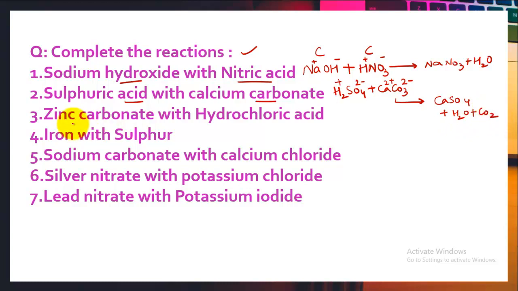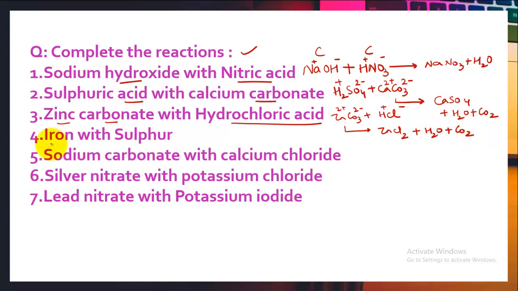The third reaction is where we are going to react zinc carbonate with hydrochloric acid. For zinc carbonate, we have ZnCO3 and HCl as hydrochloric acid. Now, let's write the valencies again. The valencies are Zn 2 positive, CO3 2 negative, H positive, Cl negative. So, they will interchange their valencies. They will form ZnCl2, then H2O and CO2.